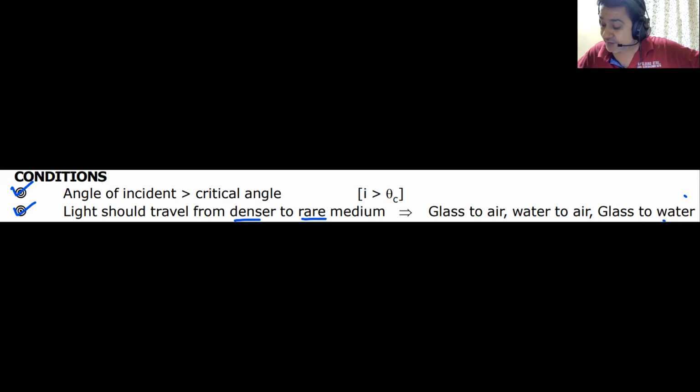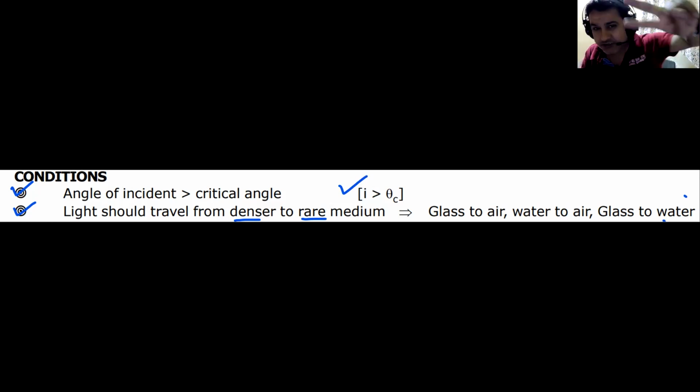Then the second condition is that the angle of incidence i must be greater than the critical angle. Do we understand this as well? Yes. Two conditions. Note it down. These two conditions, I'll give you a minute to show me your talents.